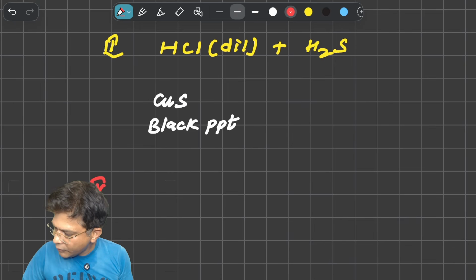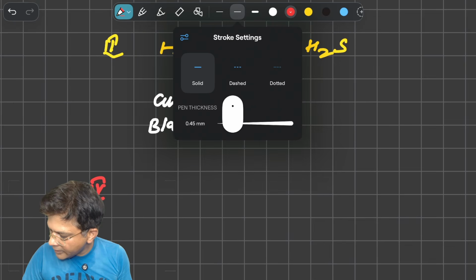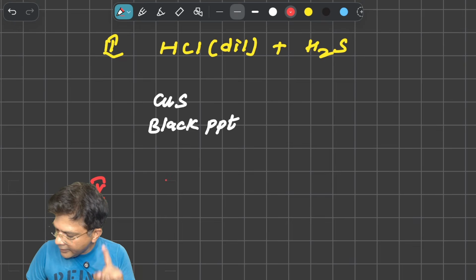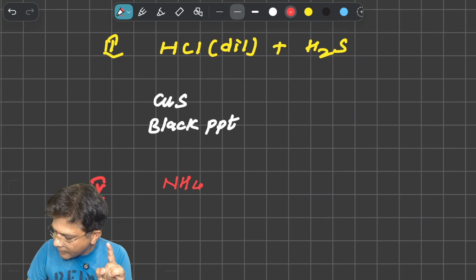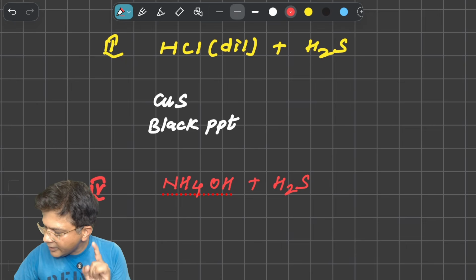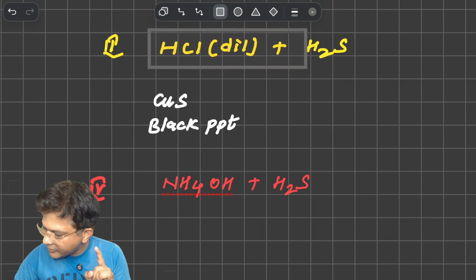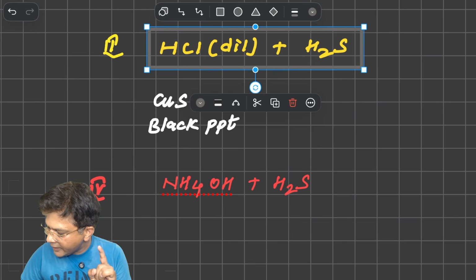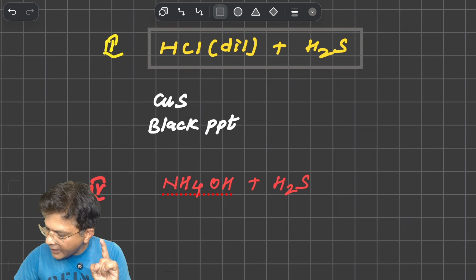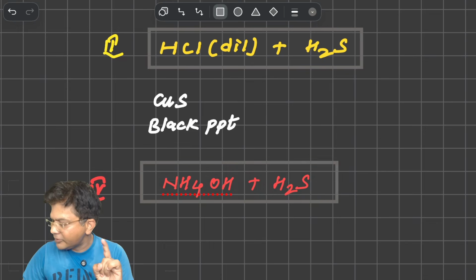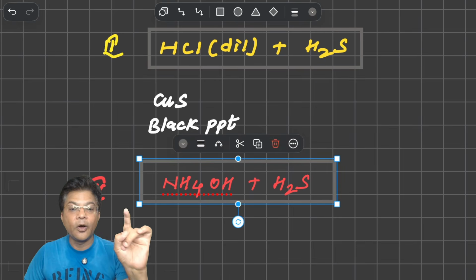Now, if I talk about fourth group radicals, let me take zinc. Here the group reagent is ammonium hydroxide and then pass H2S as gas. In both, the group reagent involves H2S as gas and they are precipitated as their sulfide. Why? We are taking an acidic medium there and a basic medium here, so it is from ionic equilibrium.